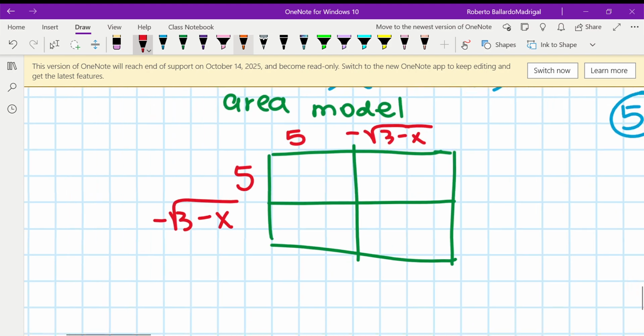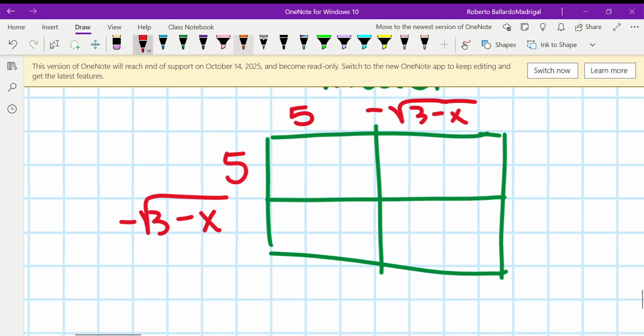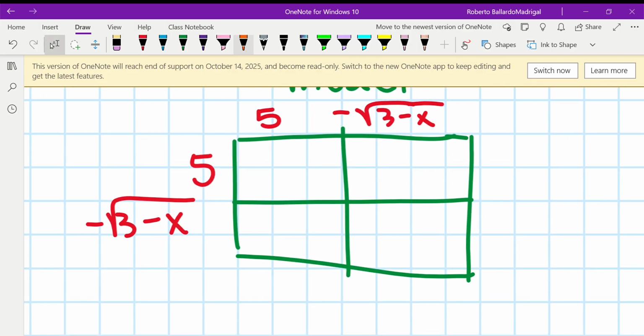I'll help you fill out the area model. It's actually going to be a little bit easier than you think, and I'll show you why. So let's start with the easy numbers. 5 times 5. What is 5 times 5? 25. Oh, it's easy.